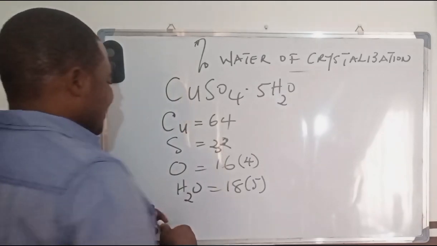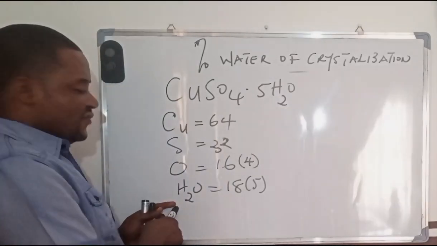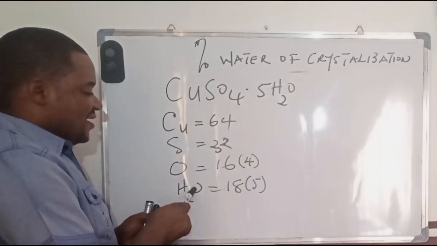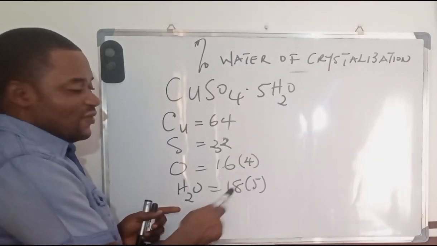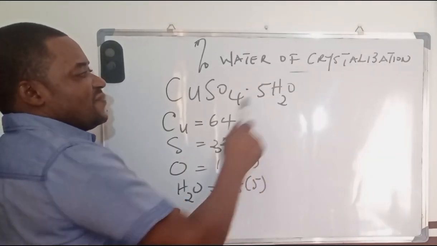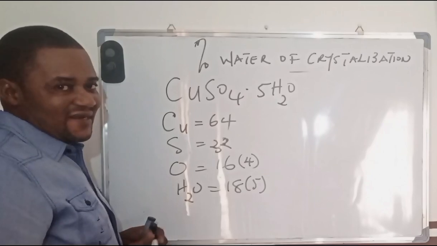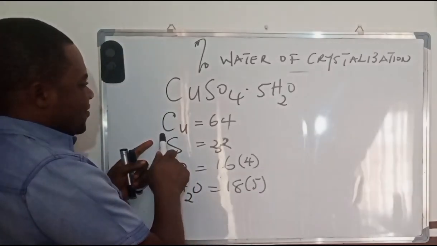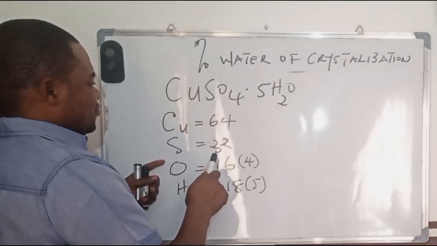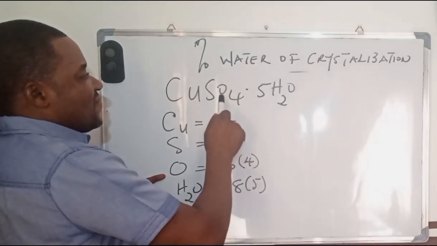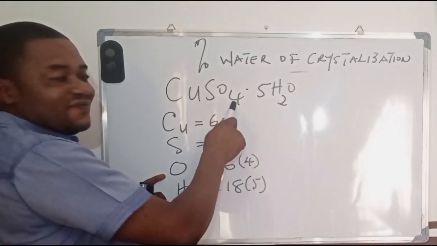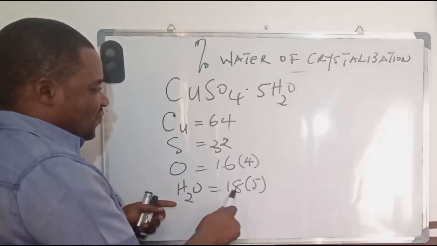Okay, remember that hydrogen is 2, and oxygen is 16. So 2 plus 16 gives you 18. You multiply it by 5 because of the presence of 5 molecules of water of crystallization. And then copper is 64, sulfur is 32, oxygen is 16. We are going to multiply by 4 because of the 4 atoms of oxygen, and then we have water, 18.